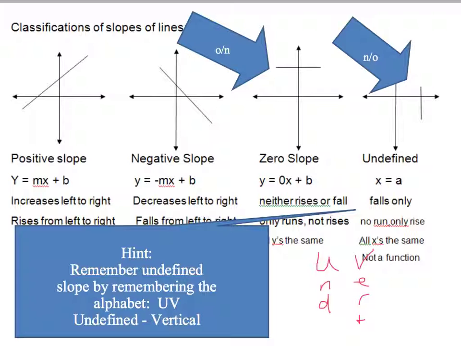Sometimes we struggle with remembering which way it goes. When it's undefined, is that a horizontal or a vertical line? Or zero slope, is that horizontal or vertical? If you just remember UV, undefined slope, meaning the zeros on the bottom, that's when you have a vertical line.